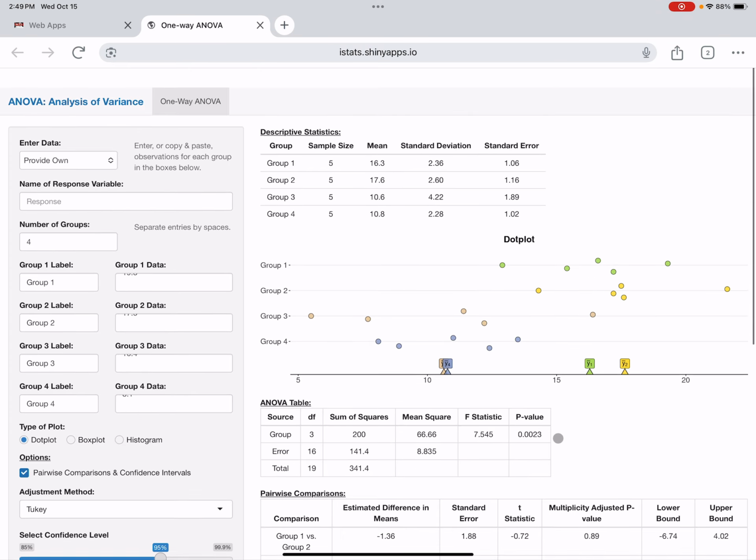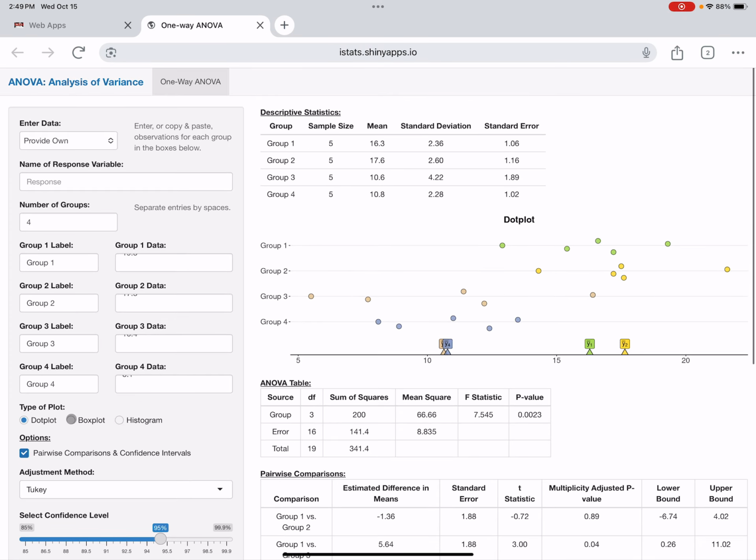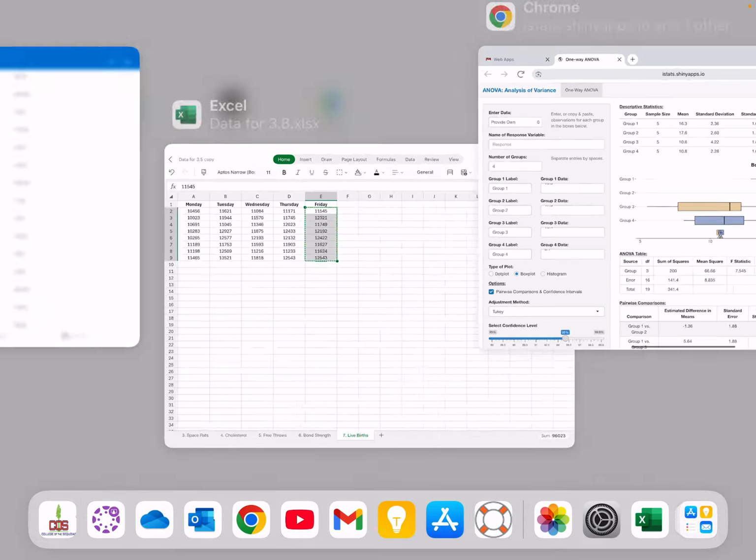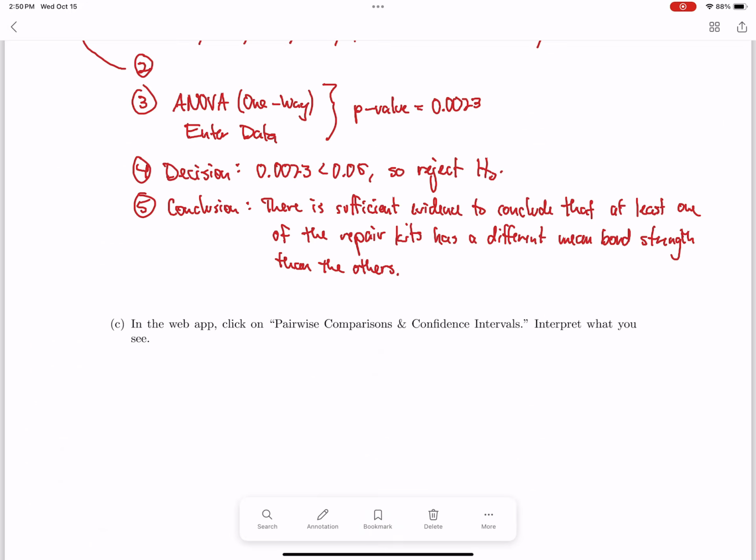This falls in line perfectly with the box plots that we were looking at. Let me change this to a box plot again. This falls in line perfectly, right? Groups 3 and 4 are the same. Groups 1 and 2 are the same, but there's a wide gulf between them, just like we predicted, okay? So what's it asking us to do in Part C? Click on pairwise, interpret what you see.